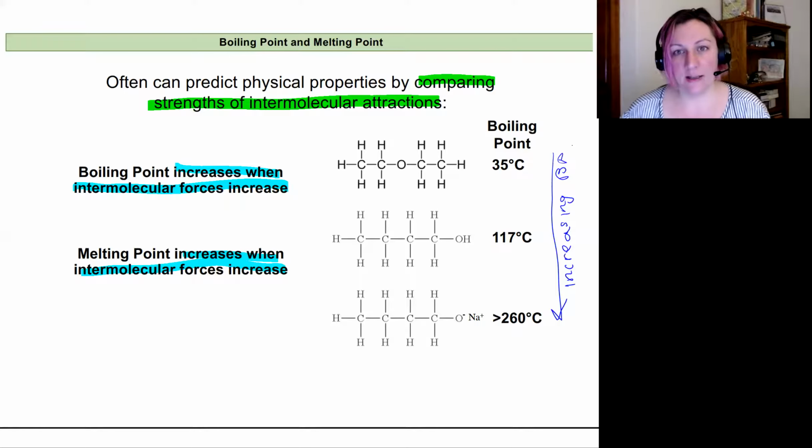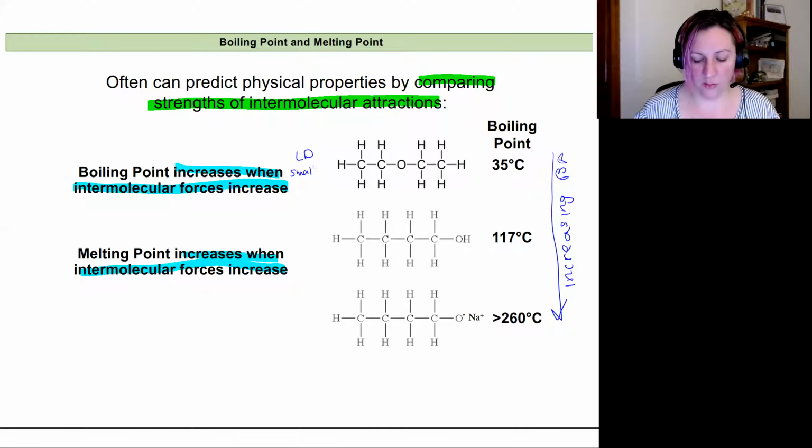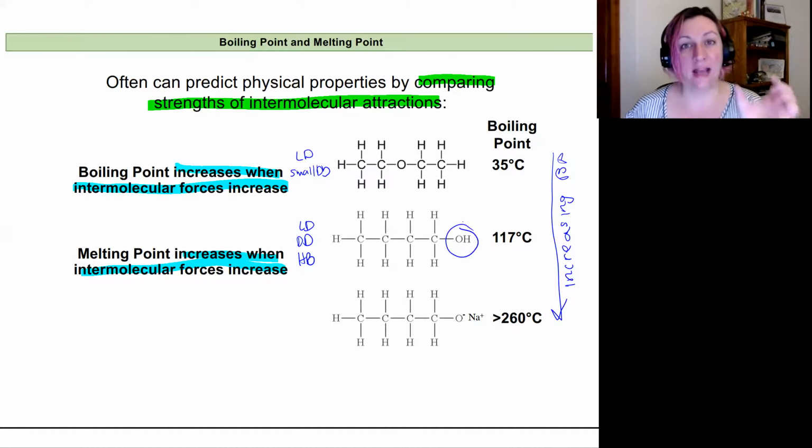And if we look at these and evaluate them, we can see that the intermolecular strengths increase as we go down this row. So in our first one, we only have London dispersion forces and a small dipole-dipole moment. That ether will create a small dipole moment, but it won't be very large. Then in our second one, we have London dispersion forces, we have a dipole-dipole moment, and we have hydrogen bonding interactions because we have this oxygen and hydrogen bond that'll interact with the lone pair on another oxygen of another molecule, which is a dipole-dipole interaction, but stronger.